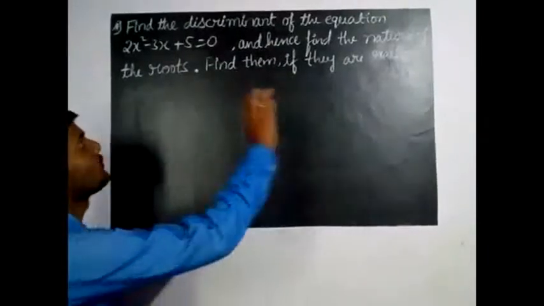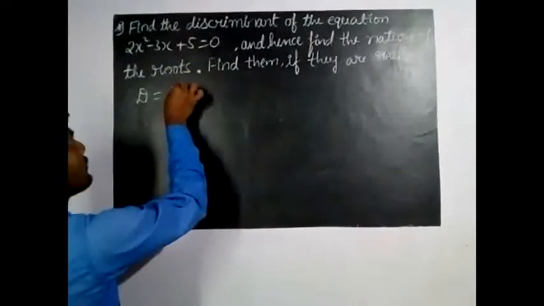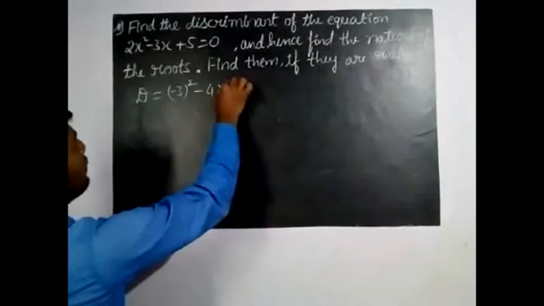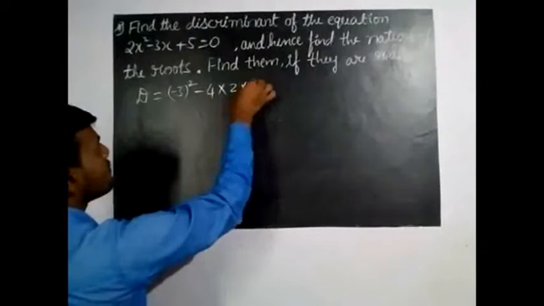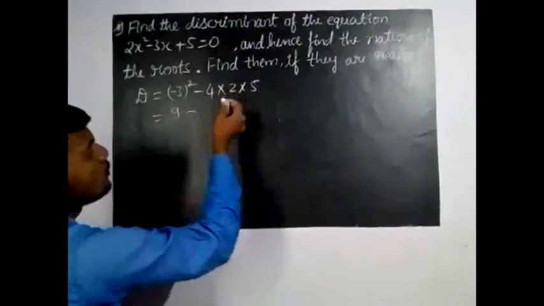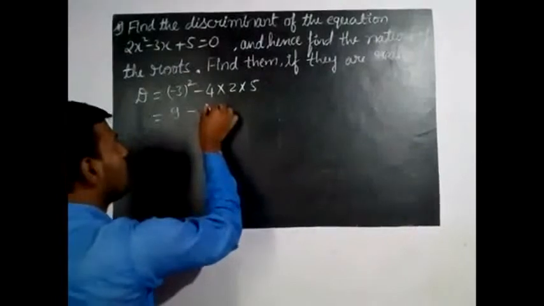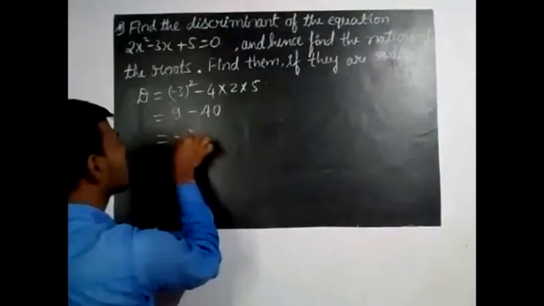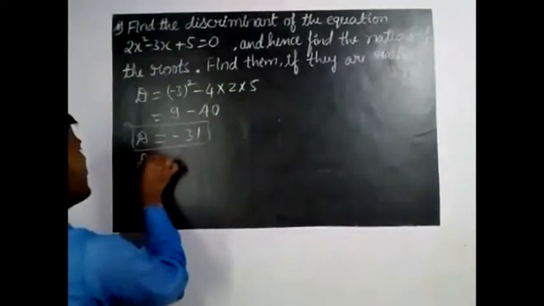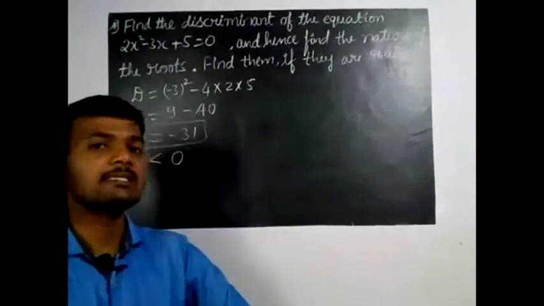Okay, let us see. Here we have to find the discriminant, which is equal to b² - 4ac. So (-3)² - 4 × 2 × 5. (-3)² is 9, then 4 × 2 × 5 is 40, so it is equal to -31. D is equal to -31, so D is less than 0. Negative numbers are always less than 0, so that's why D is less than 0.